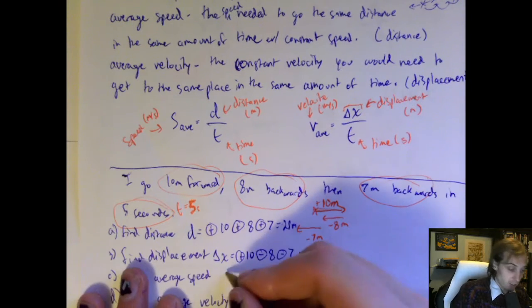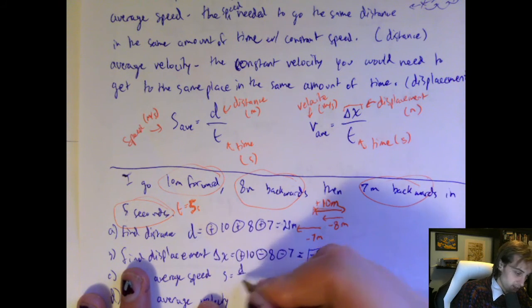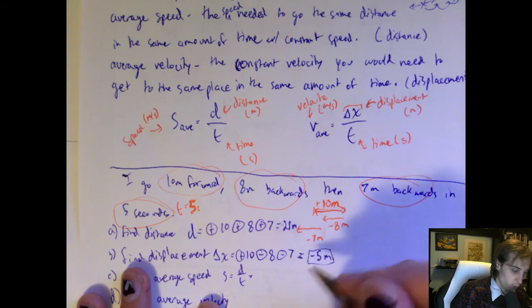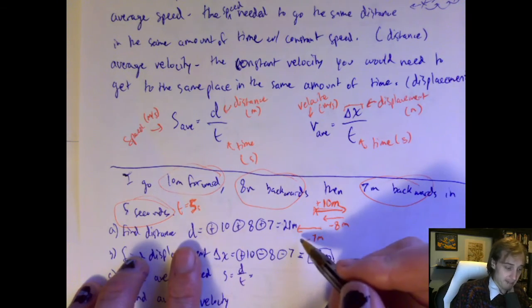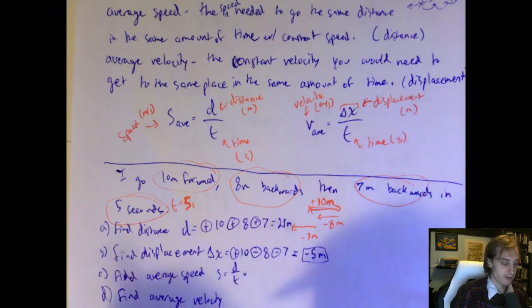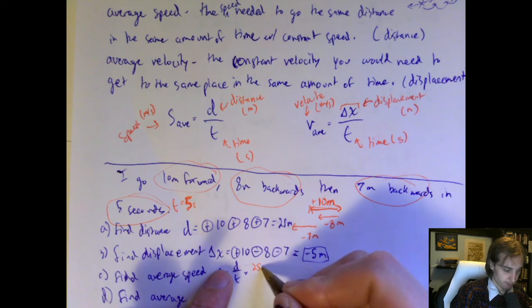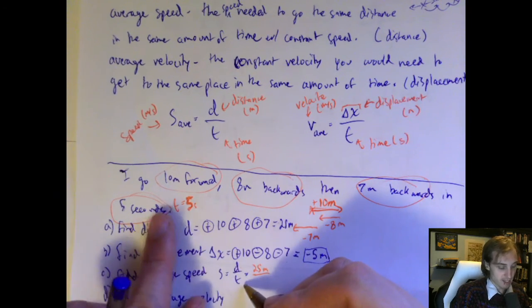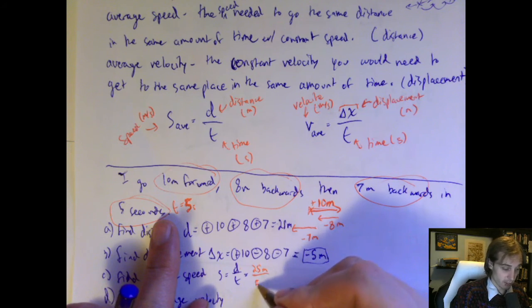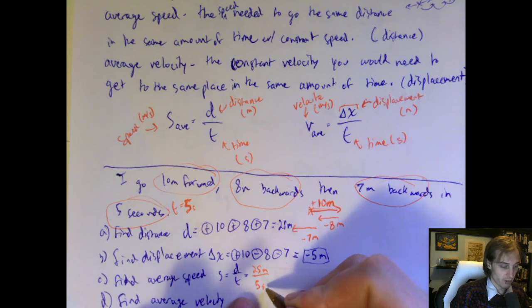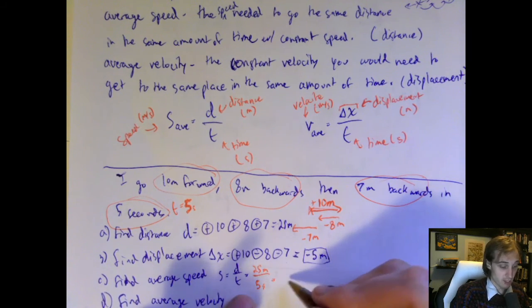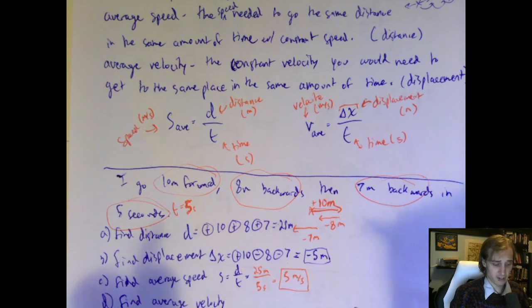To find average speed, all we have to do is do distance divided by time. We know that our distance from part A is this 25. So I can replace d in my equation with a 25. I know that my time from the problem is 5 seconds, so I can replace t on the bottom with 5. When I divide those two, 25 divided by 5 is 5. My units are going to be meters per second because I had meters on top and seconds on bottom.